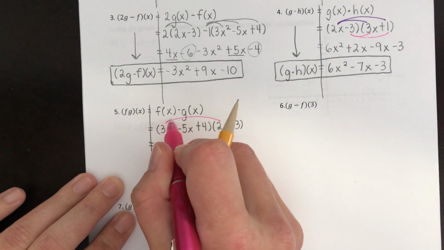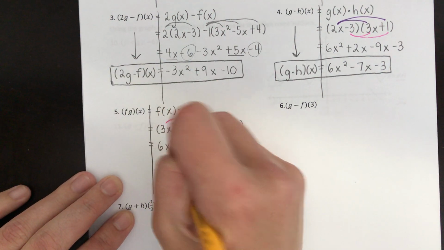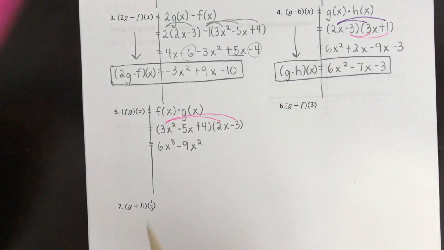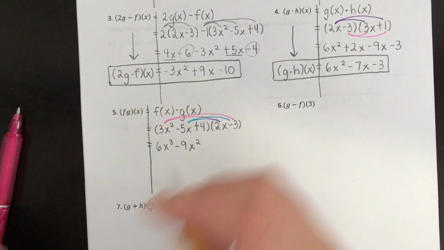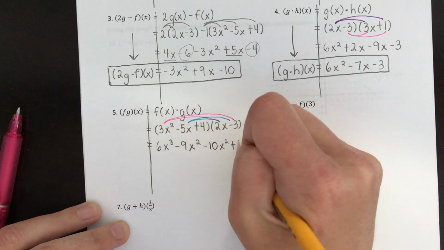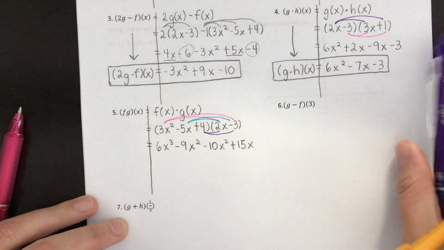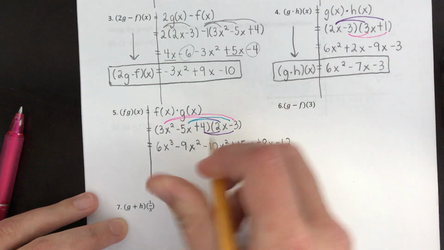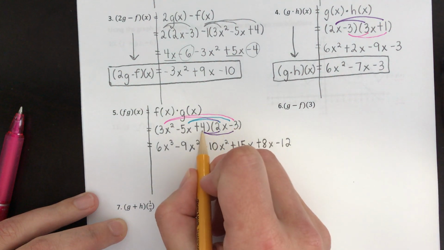So distribute the first term to both of these terms. So that's going to be 6x cubed, agreed? And then negative 9x squared. And then I'm going to distribute the negative 5x to both terms. So that's going to be negative 10x squared plus 15x. And then lastly, that'll be 8x minus 12 when I distribute that last term. So I distributed this term to both of these, this term to both of these, and this term to both of these.